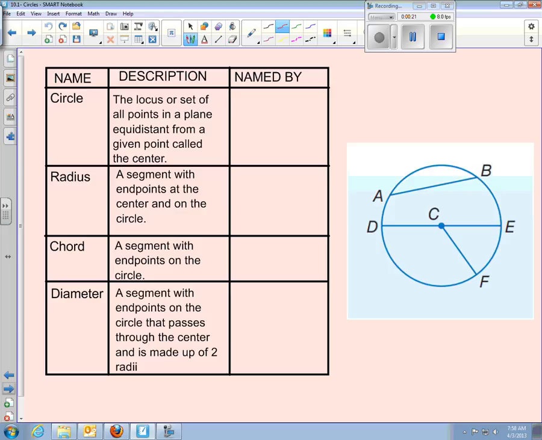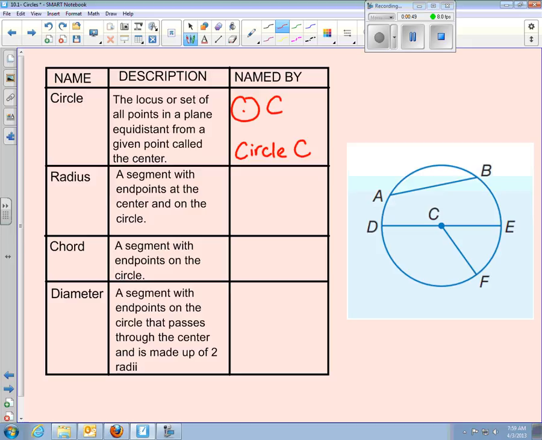Alright, so let's talk about a circle. A circle is the locus or set of all points in a plane equidistant from a given point called the center. So a circle is a bunch of points that are the same distance from a central point. And so we name it and we draw a circle and we put a dot in the middle, so that it doesn't look like or get mistaken for a 0 or an O, and then we name it by its center point. Or we can write out circle C.